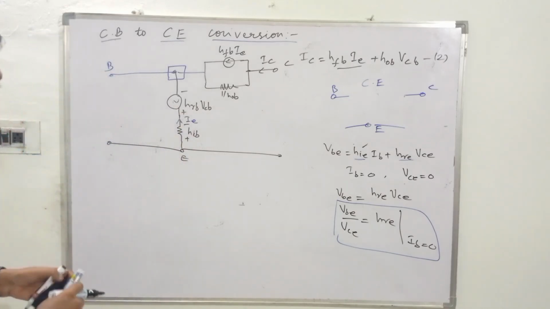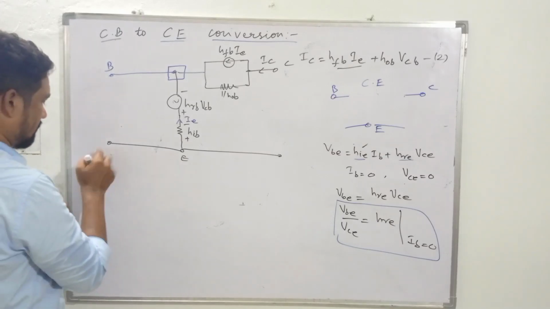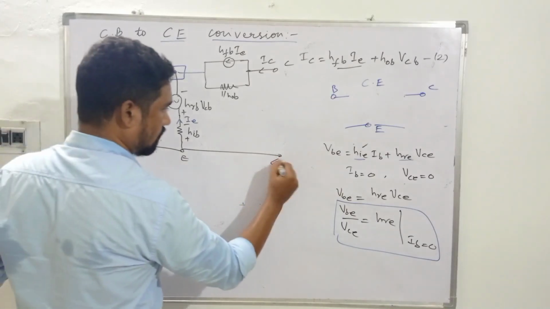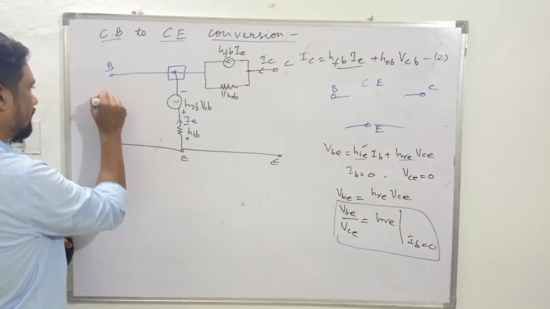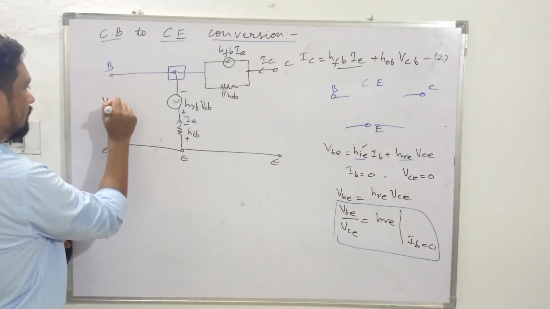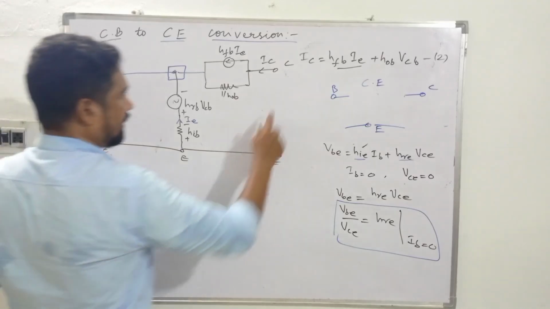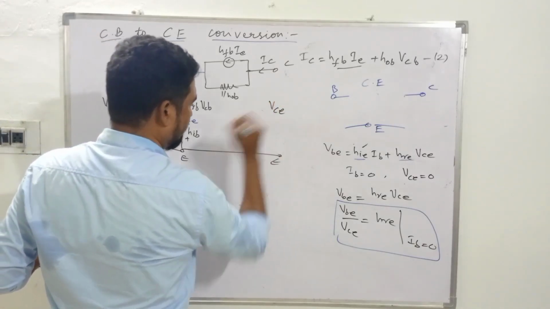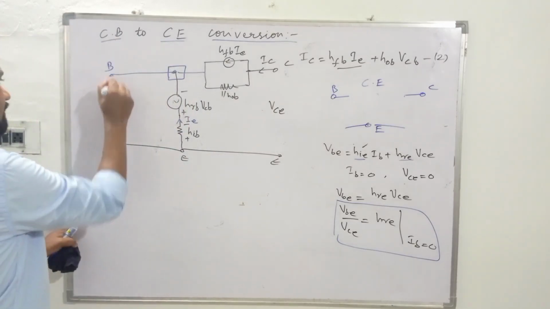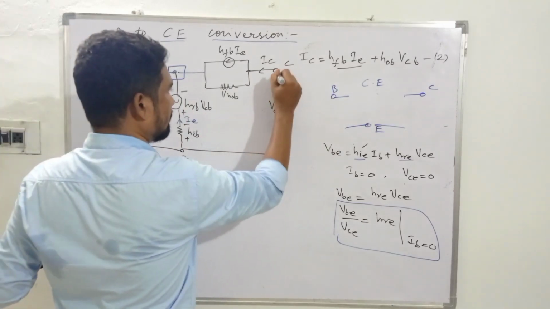All right, so what voltage appears? It's an emitter here. Emitter is common to both input and output. So what voltage appears over here? We have VBE. All right, and what voltage is over here? We have VCE. All right, we have this one, and we have this one.